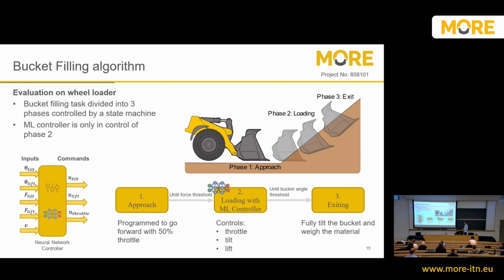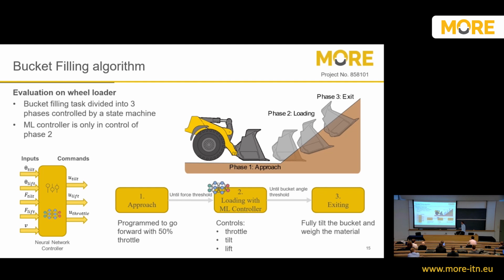So we made a simple state machine that in the beginning would just go forward automatically with 50% throttle so that it would end up in the pile, and then when it reaches a certain force threshold, we activate the neural network, and then it will do the digging.